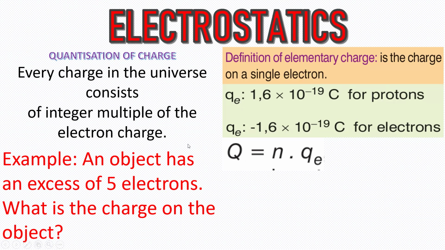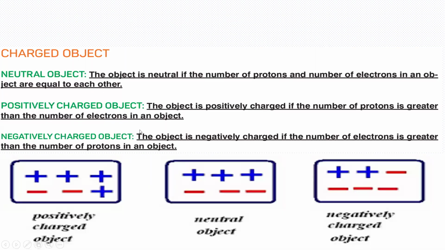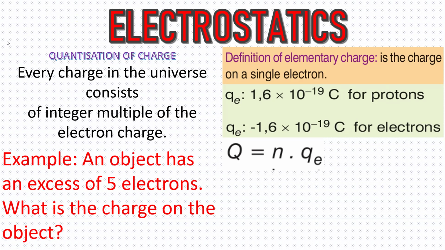All right, now we have one example here. An object has an excess of 5 electrons. What is the charge on the object? So the number of electrons given is 5, and we are looking for the charge of the object. How are we going to calculate? The charge of the object equals 5 times negative 1.6 times 10 to the power of minus 19.